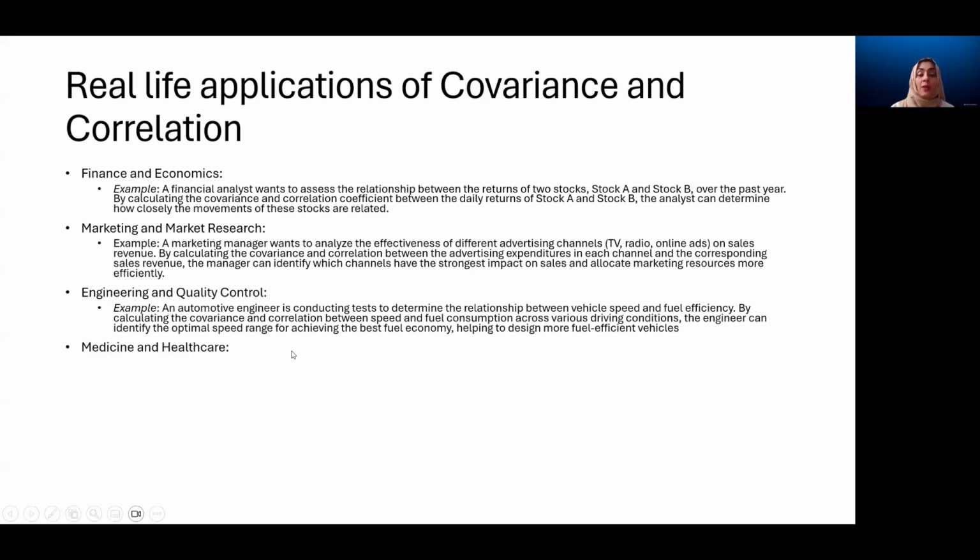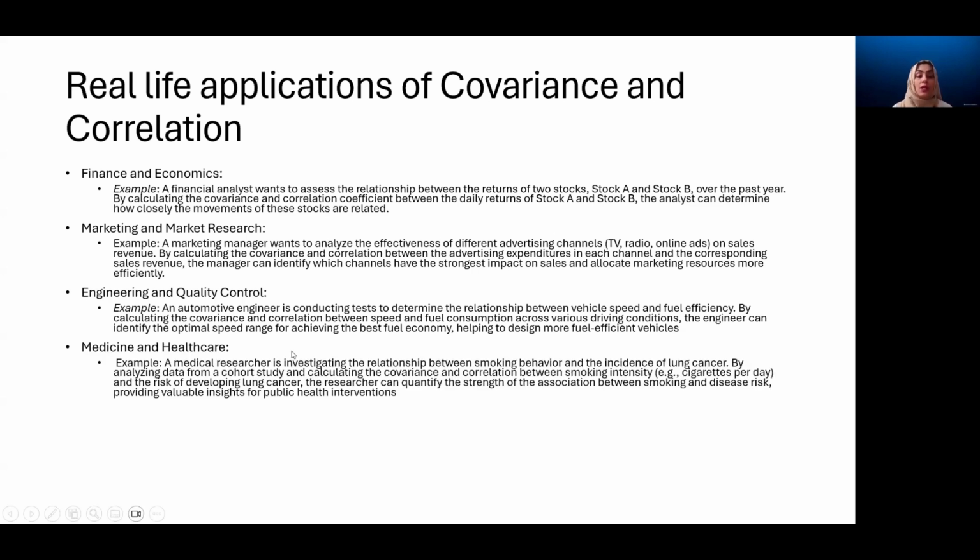Correlations and covariances find applications in medicine and healthcare as well, such as in this example, if a researcher is investigating the relationship between smoking behavior and the incidence of lung cancer. By analyzing data from a cohort study and calculating the covariances and correlations between smoking intensity, measured by the number of cigarettes they consume every day, and the risk of developing lung cancer, they can quantify the strength of association between smoking and risk of this disease, providing valuable insight for public health interventions.